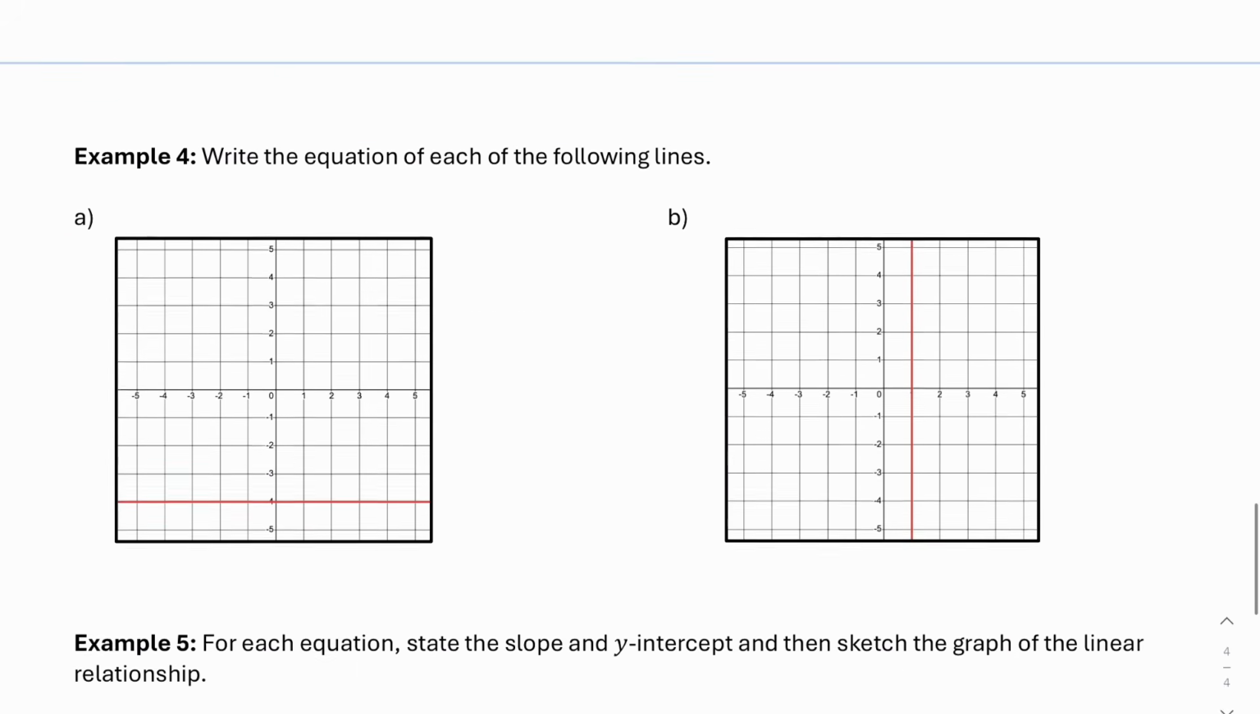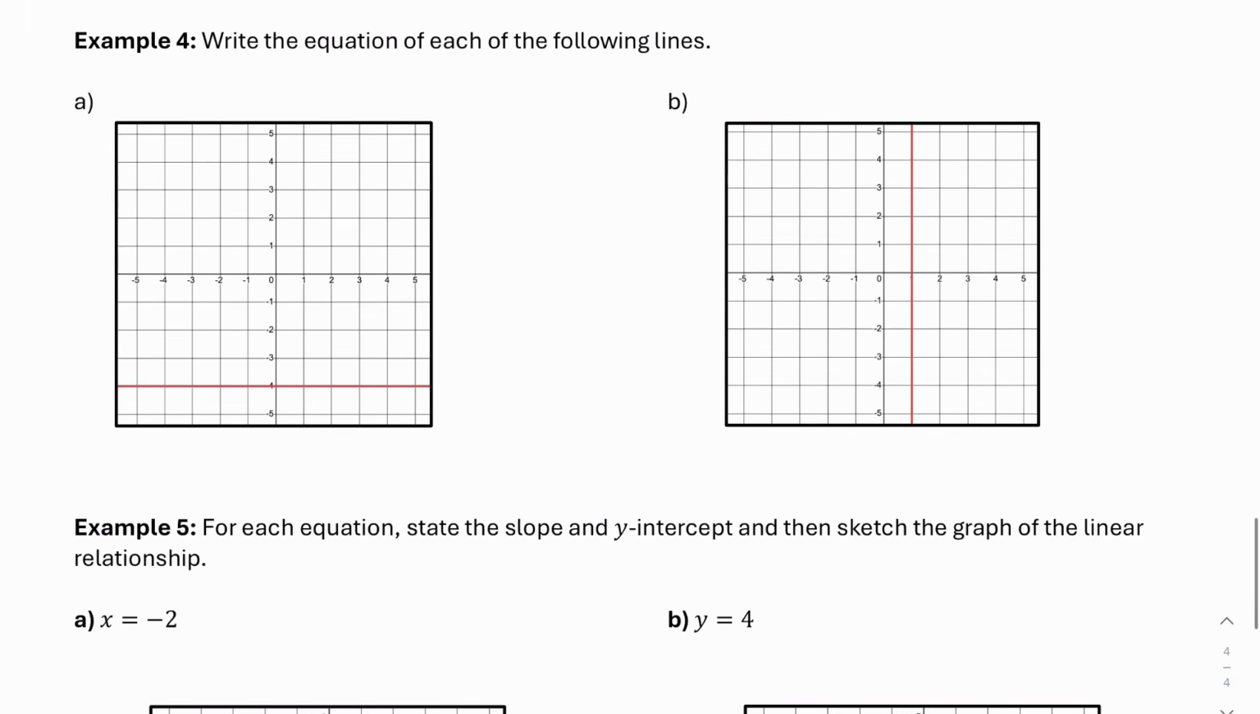So let's do example 4, where we write the equation of each of these lines. Well, for this line here, it's a horizontal line. Notice every single point on this line has the exact same y-coordinate. The y-coordinate of all of these points that I'm labeling is -4. So we can define this line as the line y equals -4.